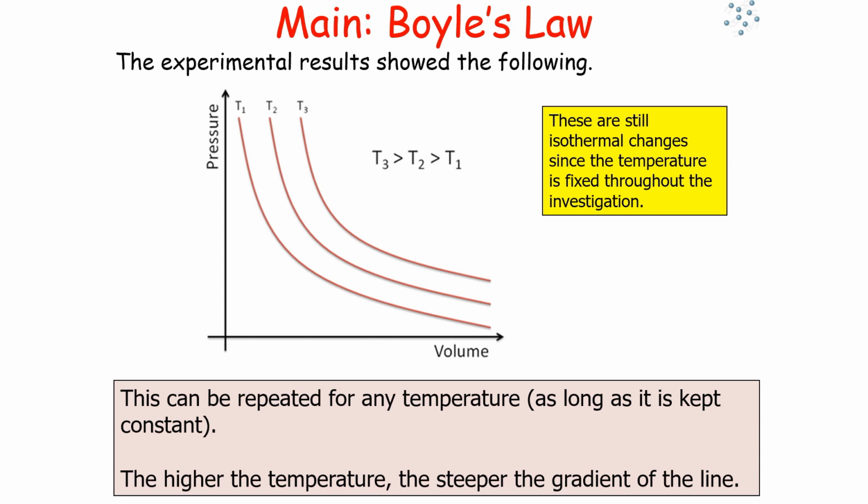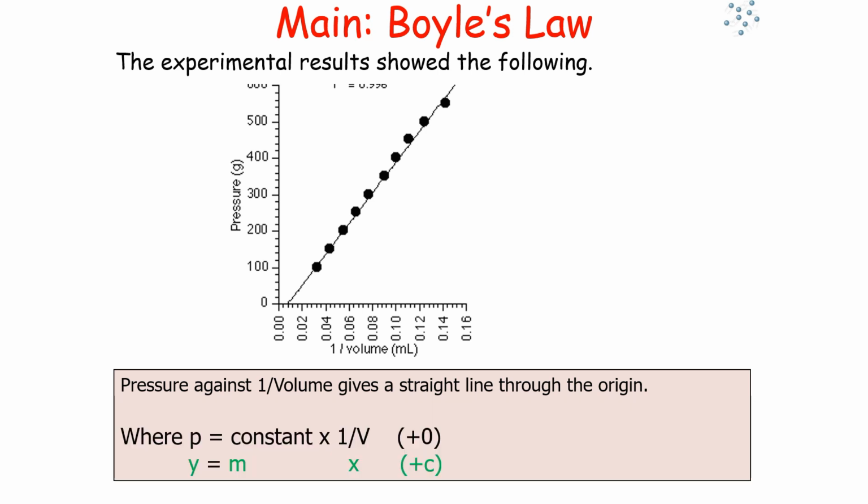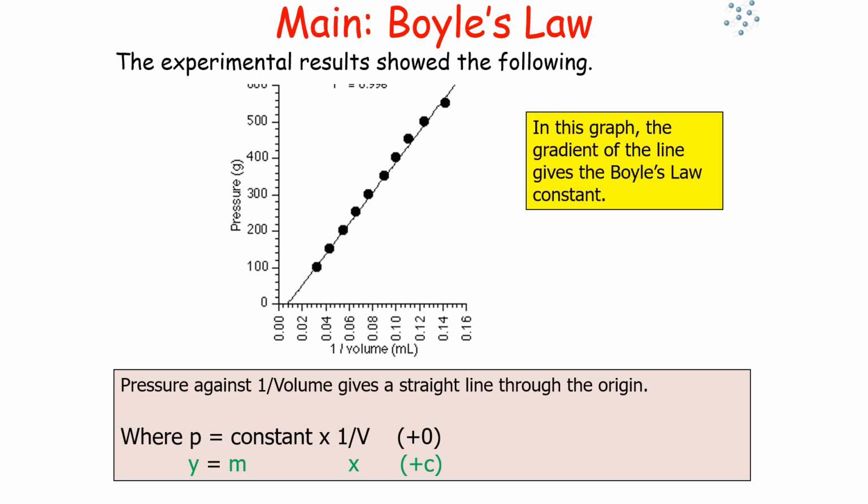Now we can also plot pressure against 1 over volume, which gives us a straight line through the origin. So we can now see that when we say y equals mx plus c, P is going to be the value for y, 1 over V is the value for x, given our constant as m. So in this graph, the gradient of the line gives you your Boyle's law constant.